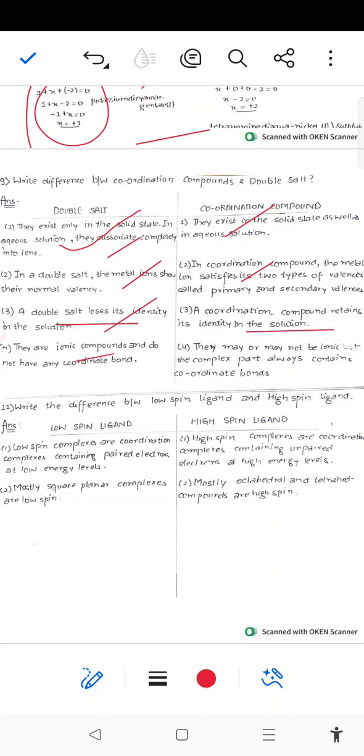Double salts are ionic compounds and do not have any coordinate bond. In case of coordination compound, they may or may not have ionic part. The complex part always contains coordination bond. Next, low spin and high spin. Low spin complexes are coordination compounds containing paired electrons and low energy field, and high spin complexes are coordination compounds containing unpaired electrons and high energy levels. Most square planar complexes are low spin. Mostly octahedral and tetrahedral compounds are high spin.